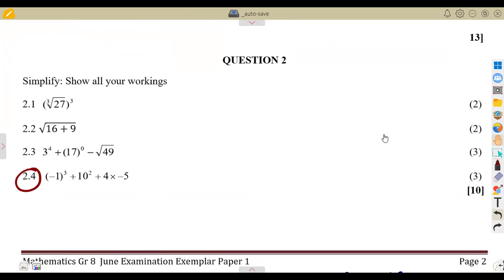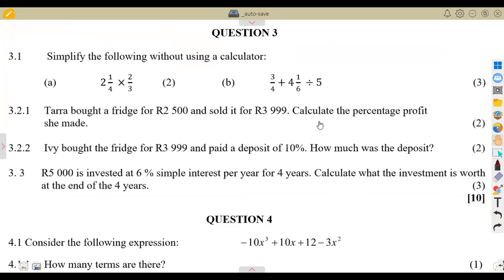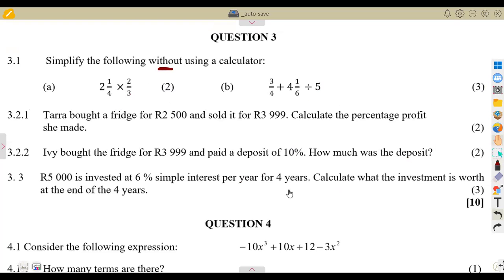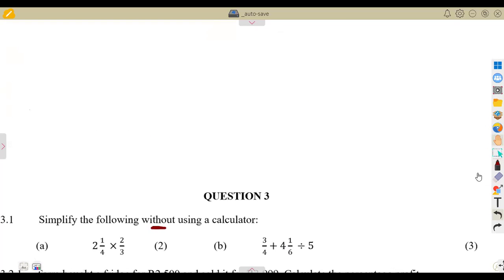Let us consider another part of our question. This is question number 3. Question number 3, simplify the following without using a calculator. So we are not allowed to use a calculator this time. All right, so let us simplify and see what we're given. 3.1 on A, that is 2 and 1 over 4 multiplied by 2 over 3.